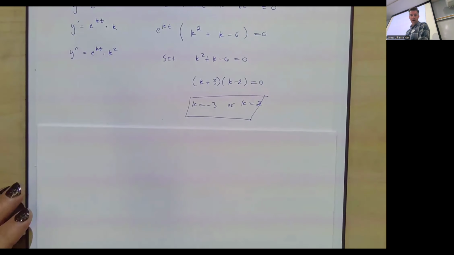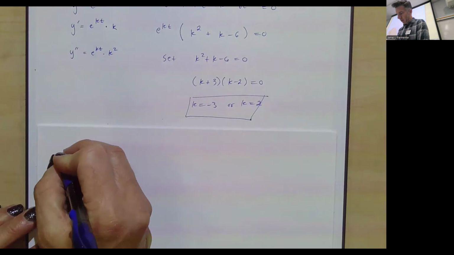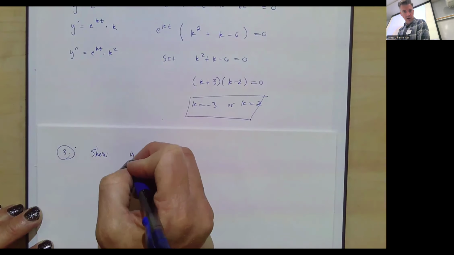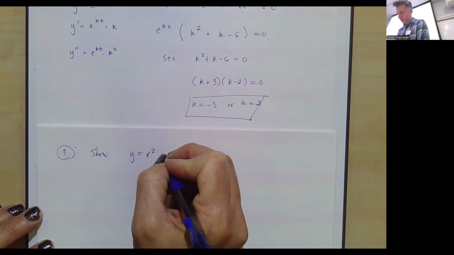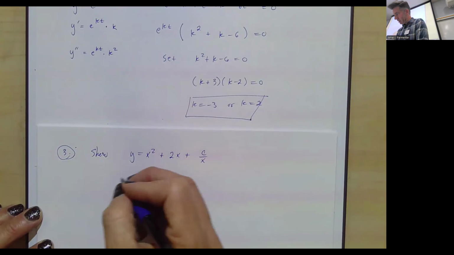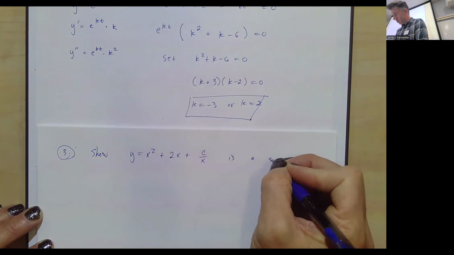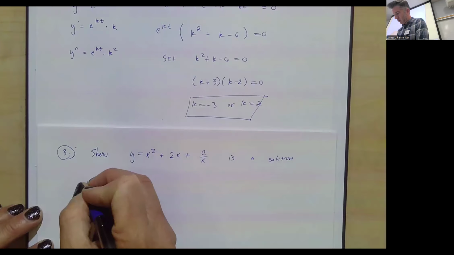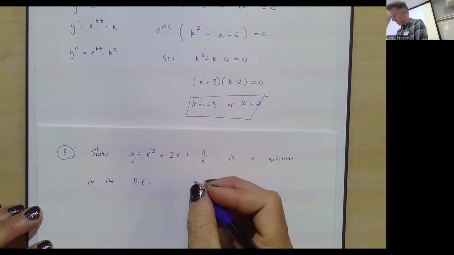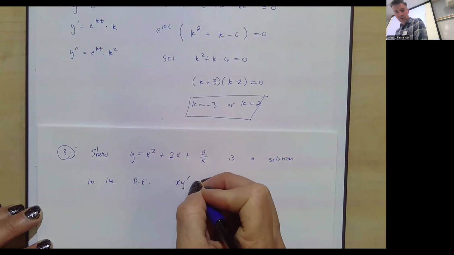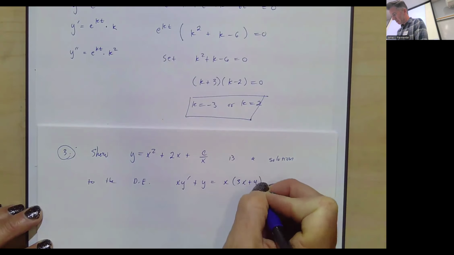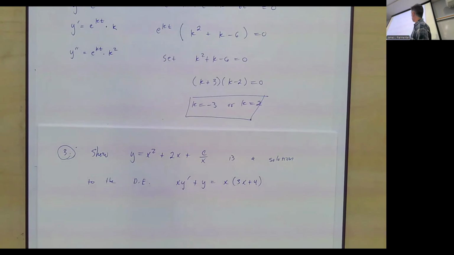Let's say we had the following. This one's a little bit more wonky looking, I think. I want to show that y equal to x squared plus 2x plus c divided by x is a solution to the differential equation. What do we got here? Something wild. X times y prime plus y equals x times 3x plus 4. All right, that looks kind of funky.